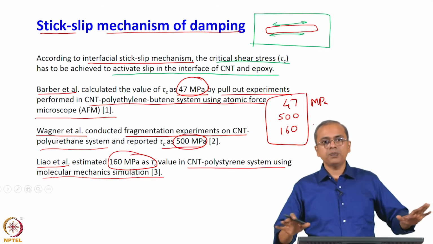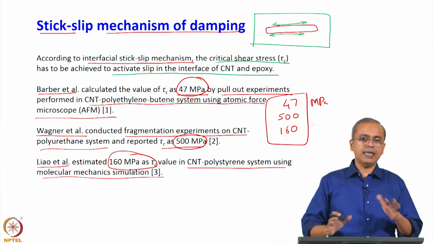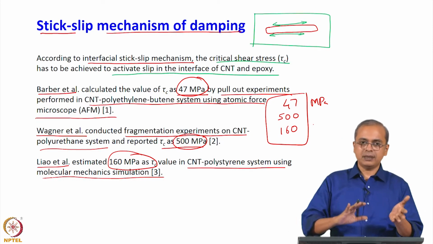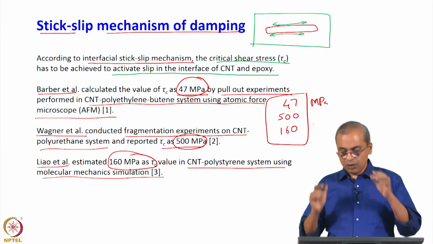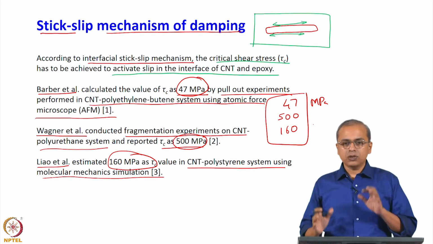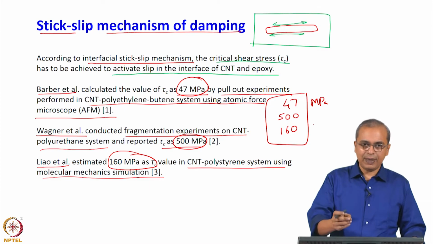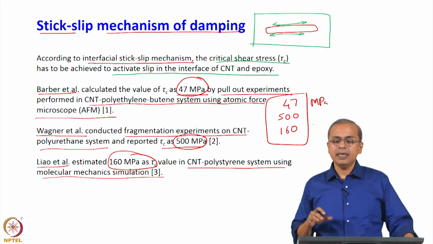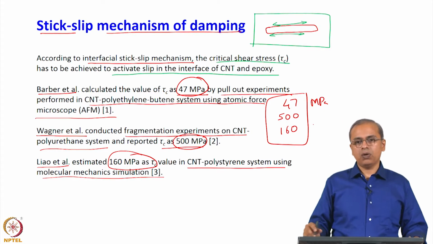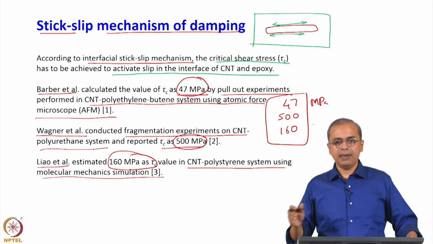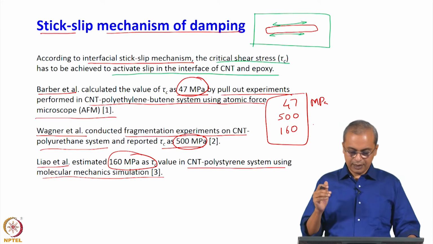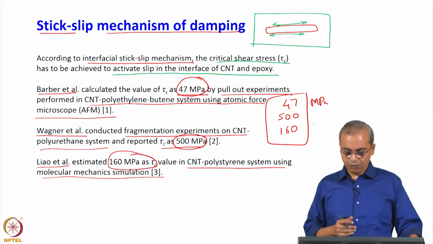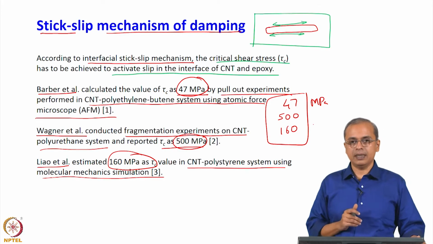Different groups working with variations of this system, with experiments and simulations, different kinds of approaches, are all getting this order of magnitude of value. So, even if we do not know the exact value for our system of a particular polymer versus CNT, it is reasonable to assume that it is in the order of several tens to a few hundred MPa as the critical shear stress that is required to enable this relative movement of the nanotube with respect to the matrix.